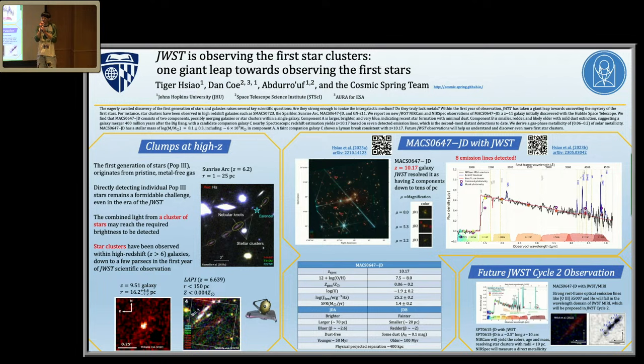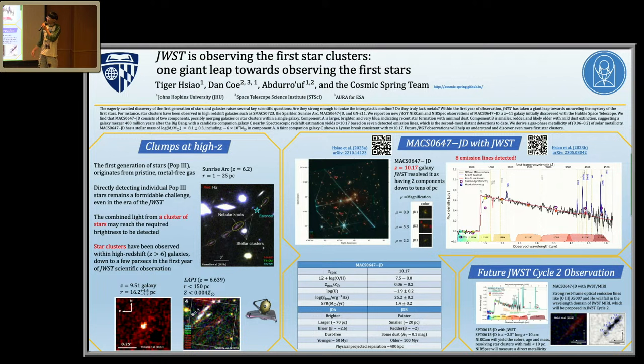So finding the first generation of stars, the so-called Pop 3 stars, has been awaited for more than decades. But even in the JWST era, it's really difficult and almost impossible to directly detect individual Pop 3 stars. But if we can collect a cluster of stars, the light can boost the radiation to a detectable regime, and then we can use JWST to observe and detect it.